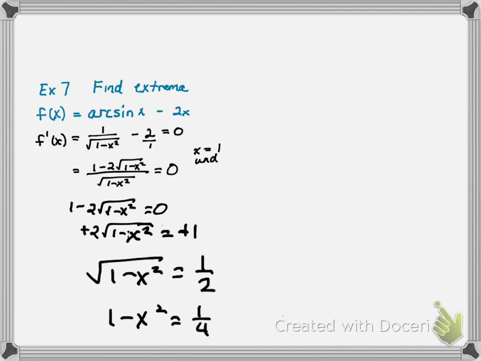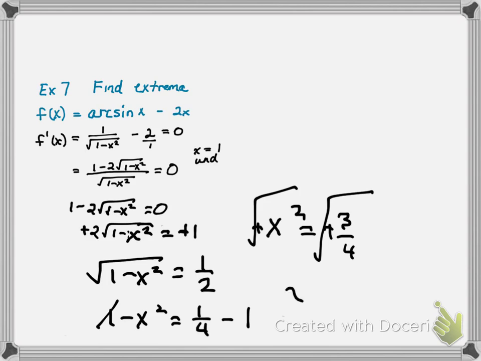All right, so now I can take this 1, move it over here and make a minus 1, and I will have negative x squared equals negative 3/4. Change my signs on both sides, square root, and I get x is equal to plus or minus the square root of 3 over 2. Since 4 has a nice square root, I'll go ahead and square it. So I have possible maxes and mins at radical 3 over 2, negative radical 3 over 2, and maybe at 1.